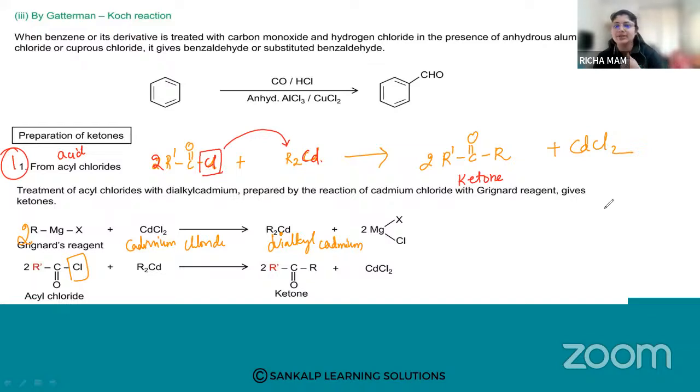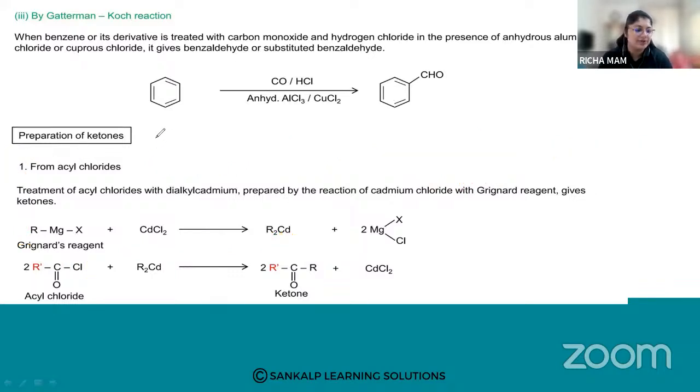So let us take an example. Is it clear? Let us solve examples. I hope you are noting down the reactions. Let me give you an example, and you need to tell me the answer. 2CH3COCl plus CH3 twice cadmium. Can you tell me the product?